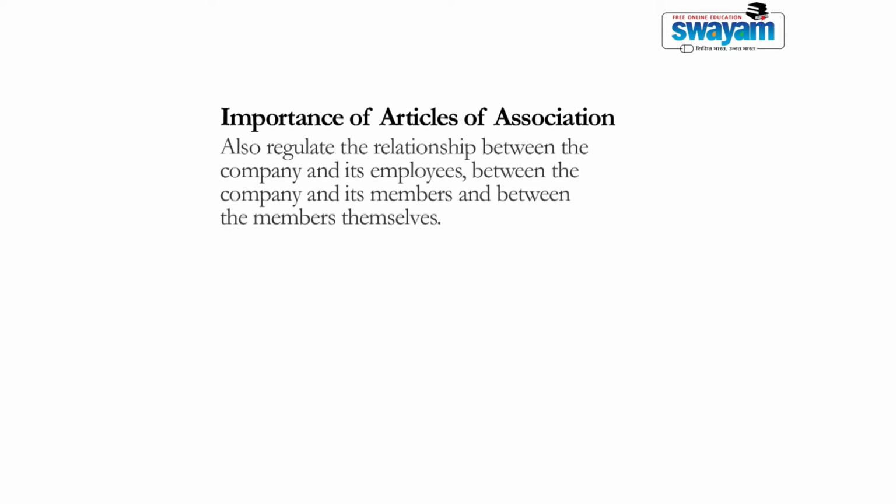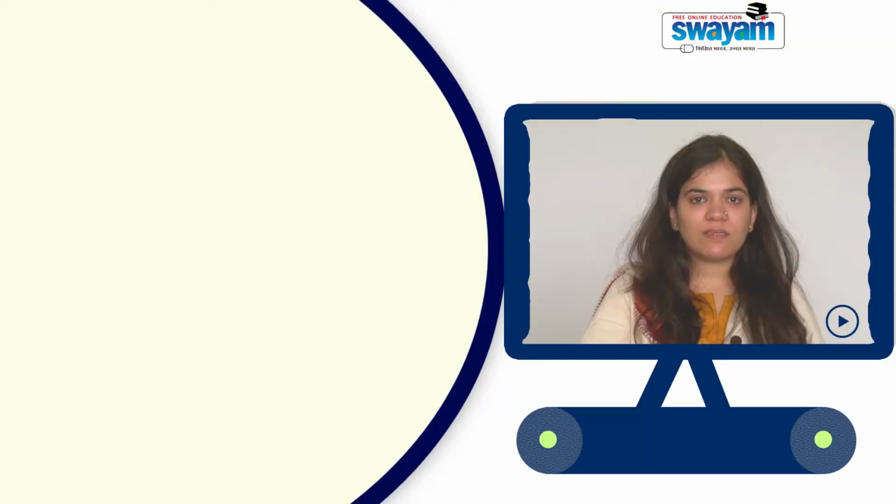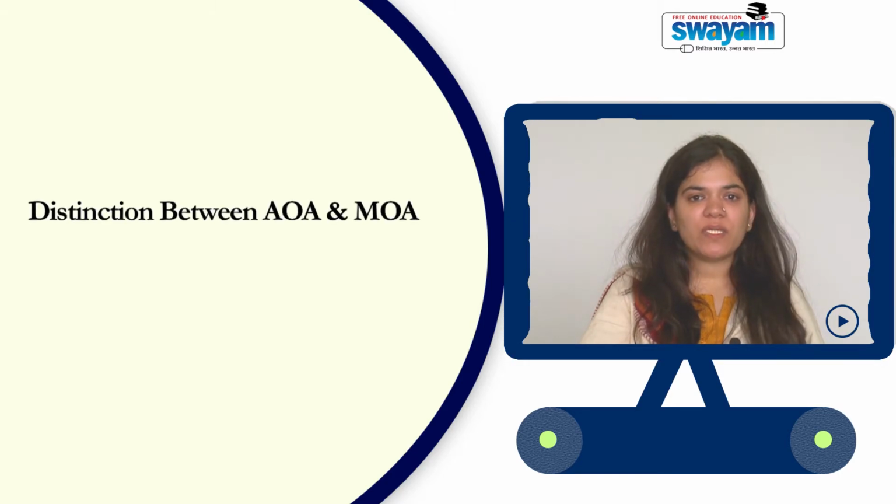They also regulate the relationship between the company and its employees, between the company and its members, and between the members themselves. Now, after looking at the importance of both memorandum and articles of association, let's start discussing the distinction between the articles and memorandum.